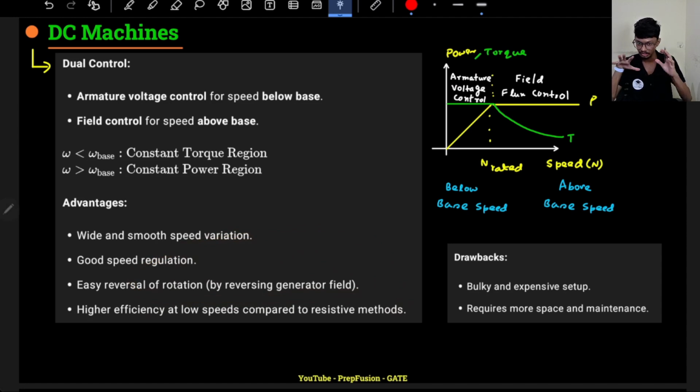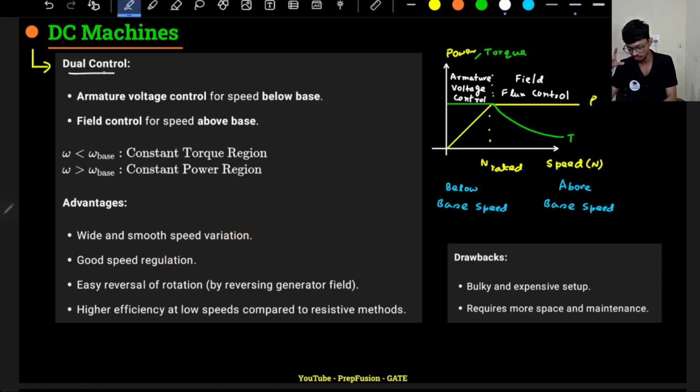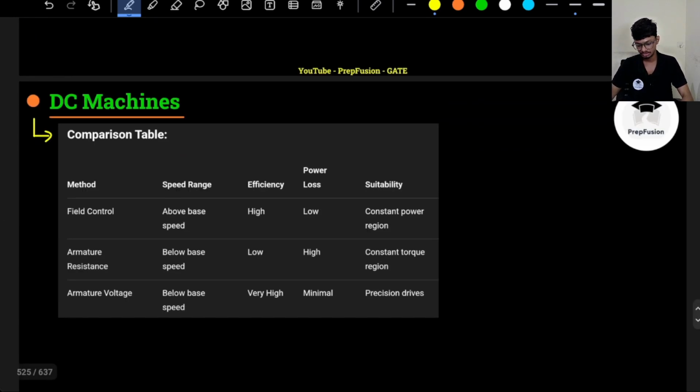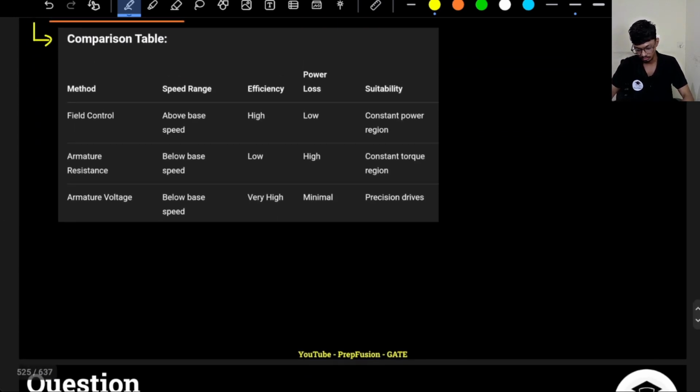So that is why it is known as easy reversal of rotation. But the drawbacks: I'm combining both the methods, and that is known as dual control, where I'm combining field flux control for above base speed and armature voltage control for below base speed. But the disadvantage is, of course, it will become more bulky and expensive because I'm implementing more stuff inside the machine, requires more space, and maintenance cost also will go higher. Of course, expensive because I have to do the field flux control as well as the armature voltage control. Okay, so these are basically the comparison table. You can go through this.